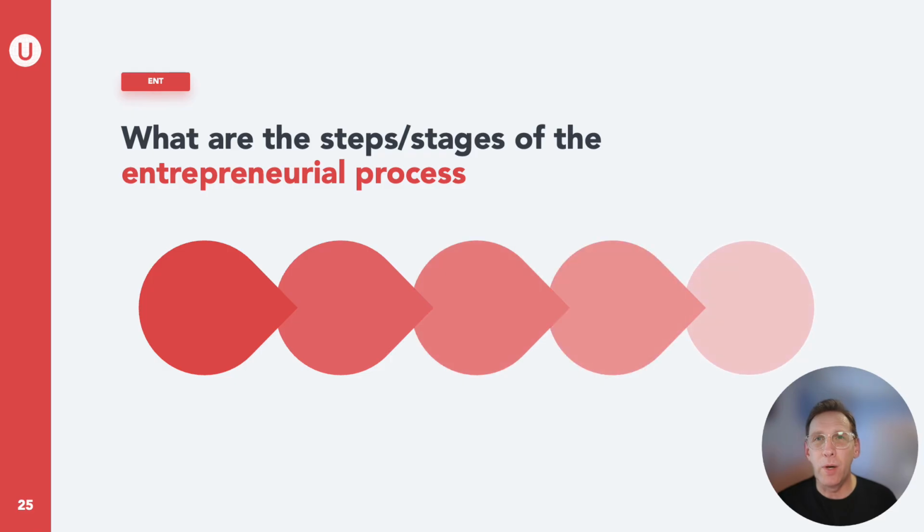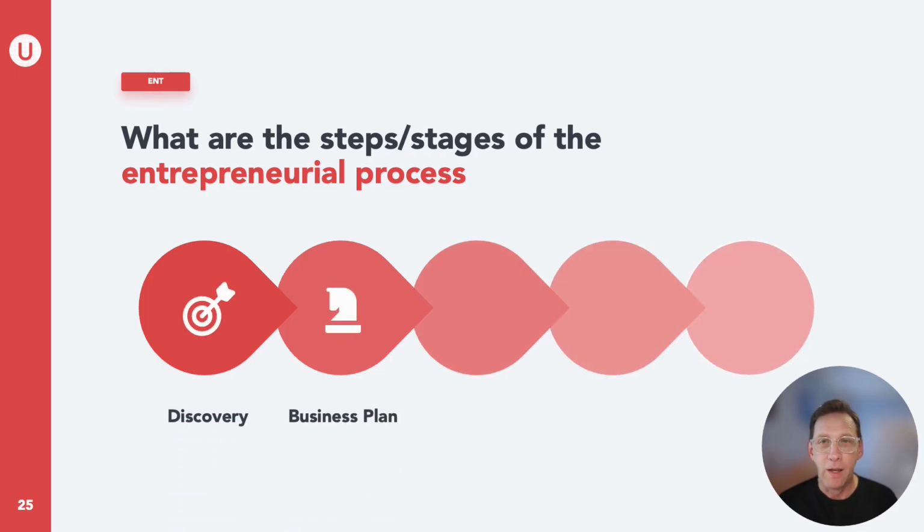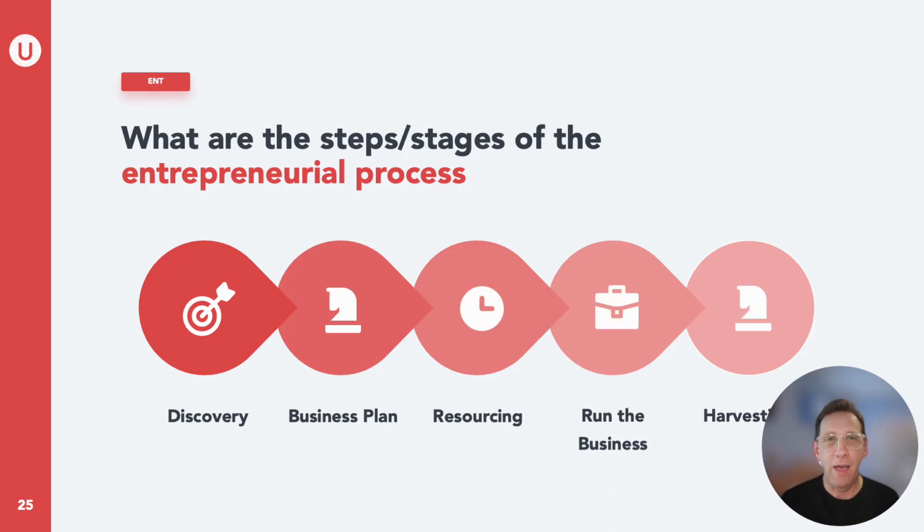So, a quick review of the entrepreneurial process, the steps and the stages. There's discovery, your business plan, resourcing, running the business, and then harvesting. So, that is our lesson 1-2 on the nature of entrepreneurship and in particular the entrepreneurial process. And this is part 1. We'll get to part 2 at another time.